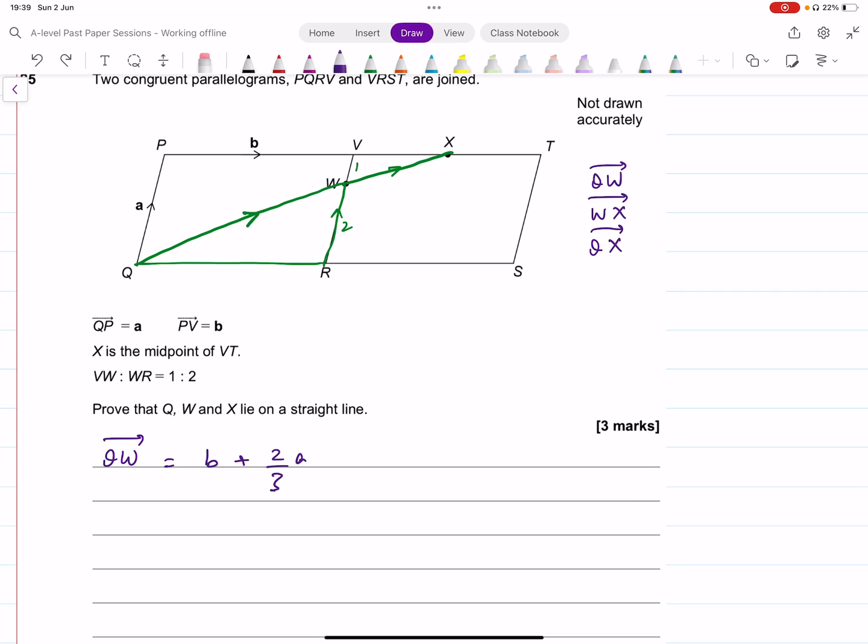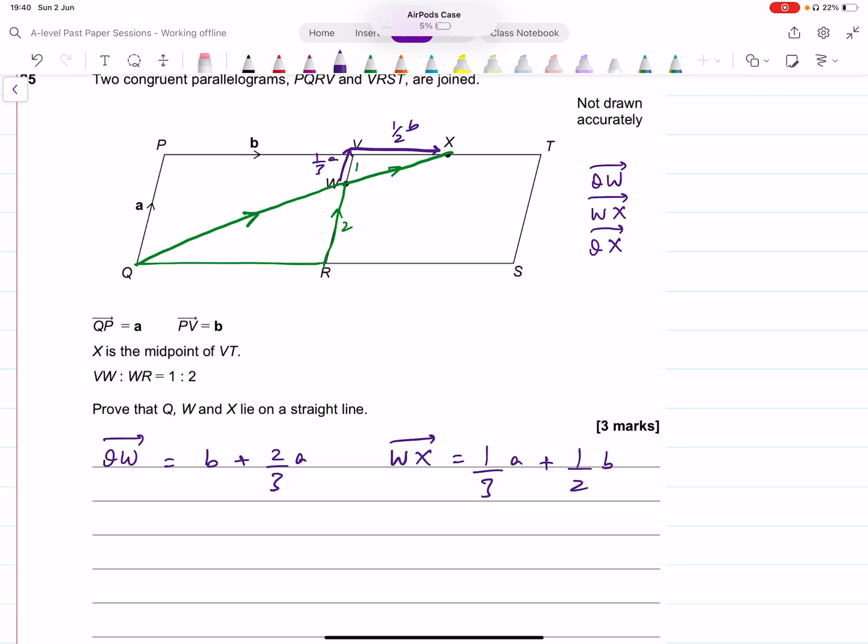Now, what about the vector WX? Can we find that as well? How do you go from W to X? You can go in this direction and then in this direction. Q to V. What's QV? Well, it's 1 unit out of 3, in the A direction. So that will be 1 over 3 times A plus V to X. Well, this complete vector is B, right? Because these are congruent parallelograms, this vector is also B. X is the midpoint of VT. So what's the vector VX? This part? That is half B. Right? This is half B and this is 1 over 3 times A. This is the vector WX.